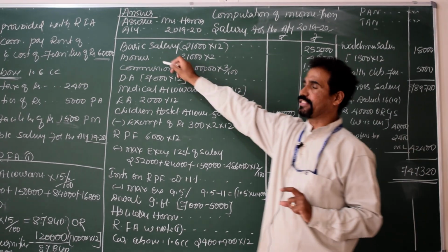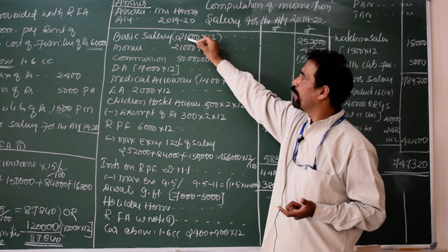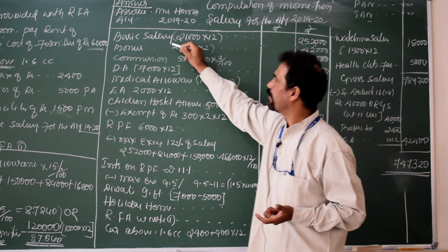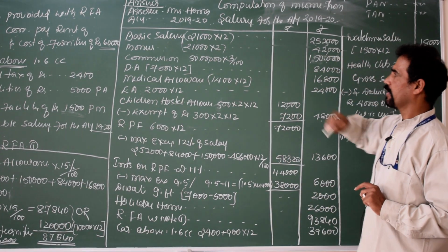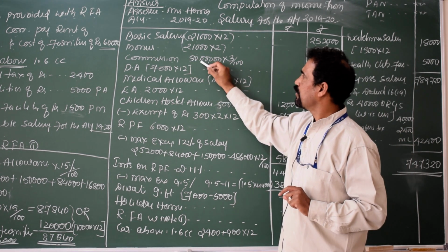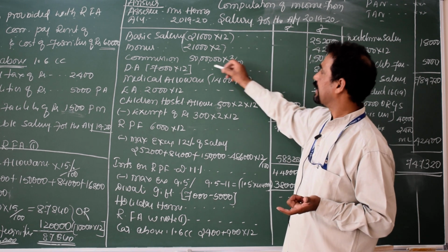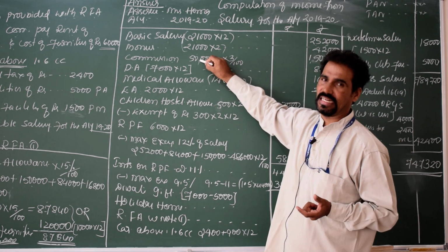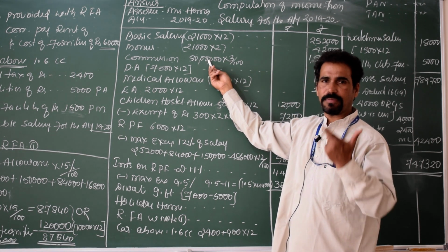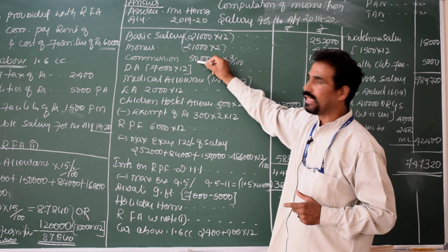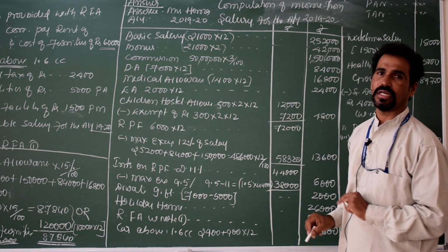Next, bonus is also given as 2 months of basic. What is the basic salary? 21,000 into 2 months, 21 into 2, it comes to 42,000. It is the bonus. Next, commission. Commission is sometimes given as a percentage, sometimes as an amount, but in this case it is given on total sales. What is the total sales? 50 lakh rupees, into what percentage? 3%. 50 lakh into 3% comes to 1,50,000 of total commission.